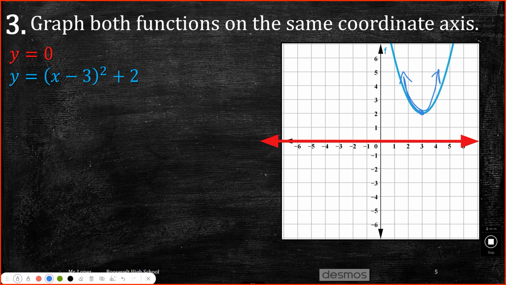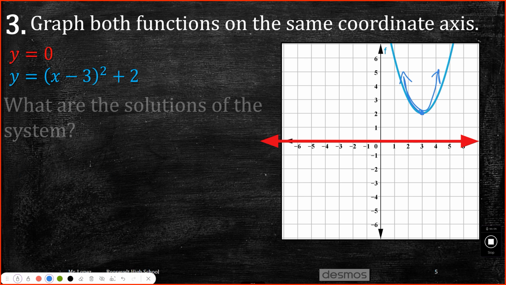It has no real solutions because it will never cross this axis. It goes on forever up and never crosses it.